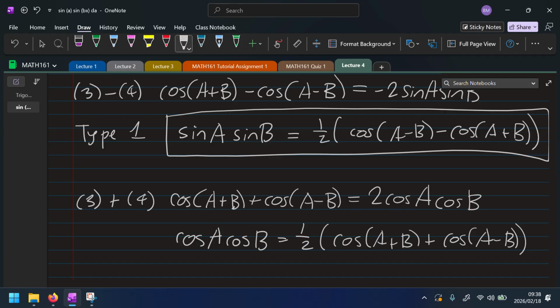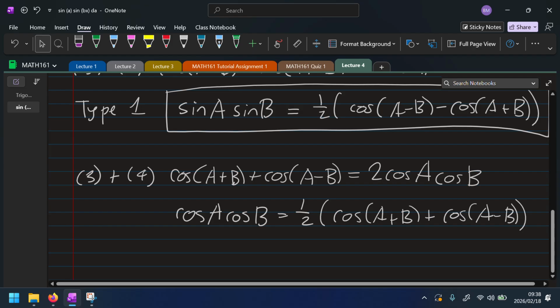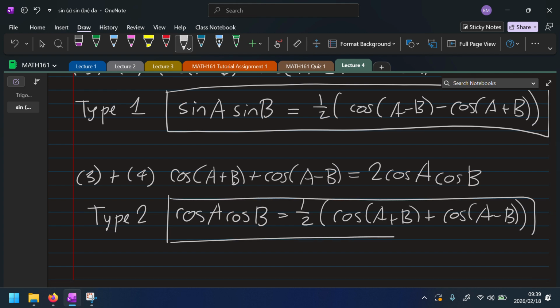So we have this equation now. Again, on the left side, it was a product. On the right side, it's just two simple cos functions. So this will be for our type 2. And please put a box around this one.